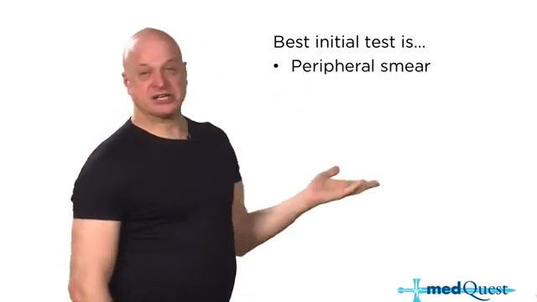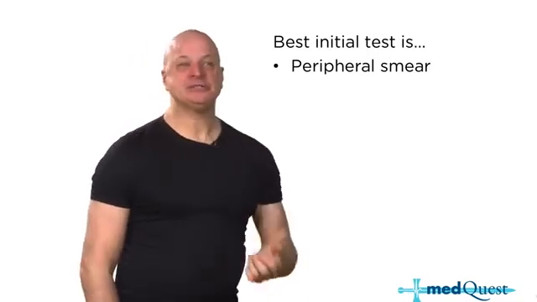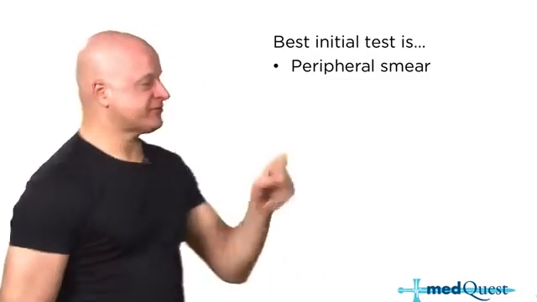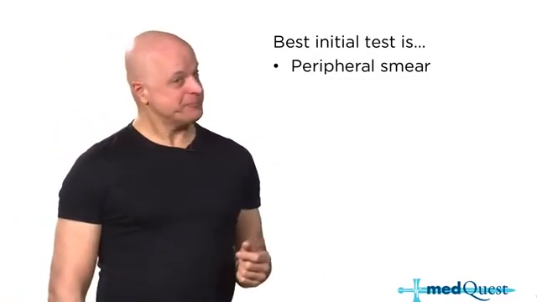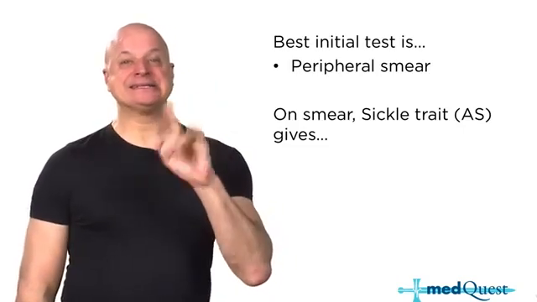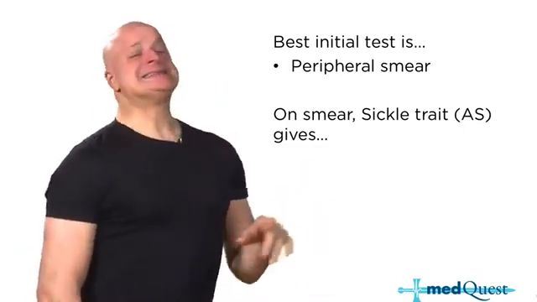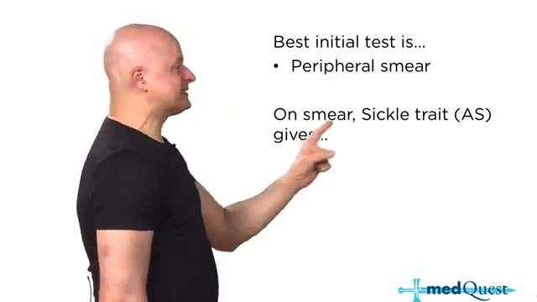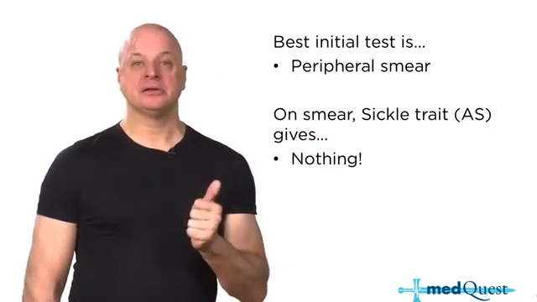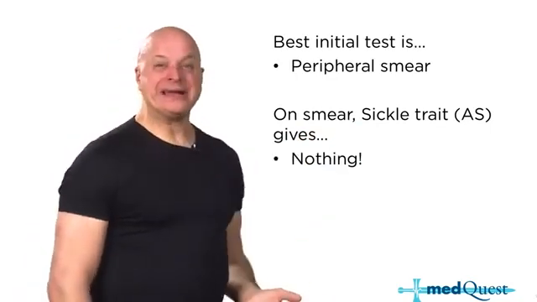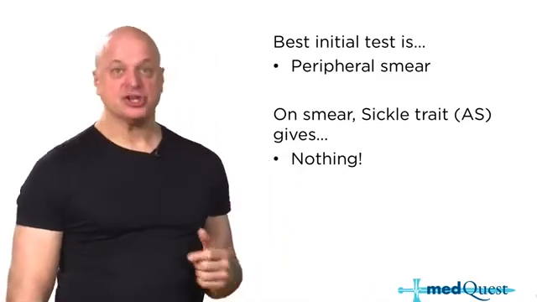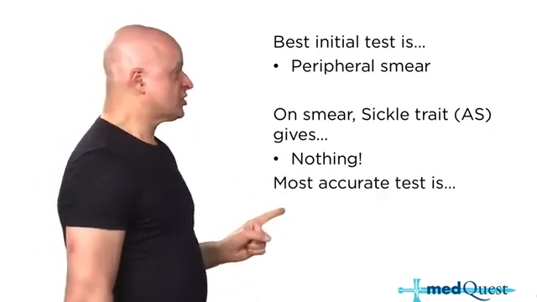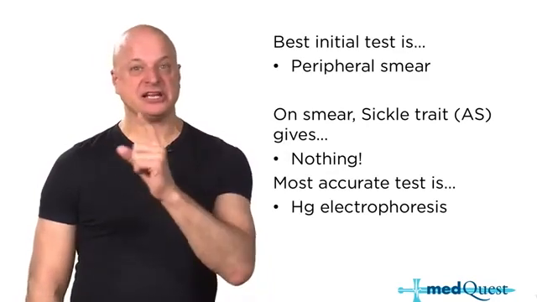The best initial test for sickle cell disease is peripheral smear, but can you tell the difference between sickle cell disease SS and sickle cell trait from the peripheral smear? Yep, you can. Because on the smear with sickle cell disease, you have sickle cells. But in sickle trait, you get nothing. That's the whole point. Peripheral smear can tell you the difference. You can't tell the difference between trait and disease until you get a hemoglobin electrophoresis. The most accurate test, and the only way to tell them apart, is the electrophoresis.